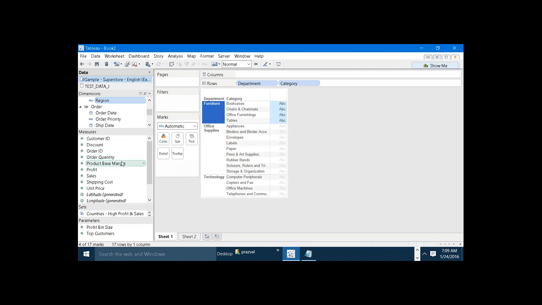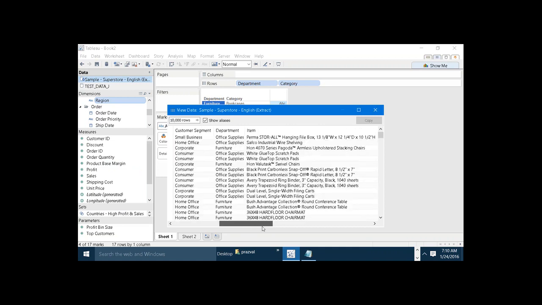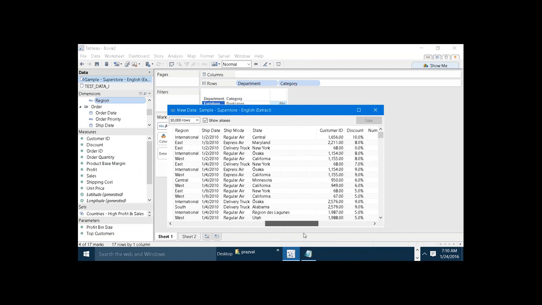Next, if you see the product based margin, once you check the data, we go to the product based margin.